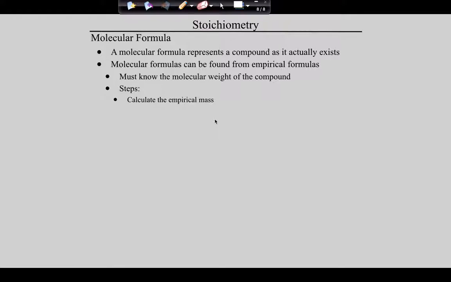So let me give you the steps. Guys, these are the steps, and this may be the part worth writing down. These are the steps for figuring out a molecular formula from an empirical formula. And it's actually really cool the way we do this in lab. You're going to like it. It's pretty tricky.